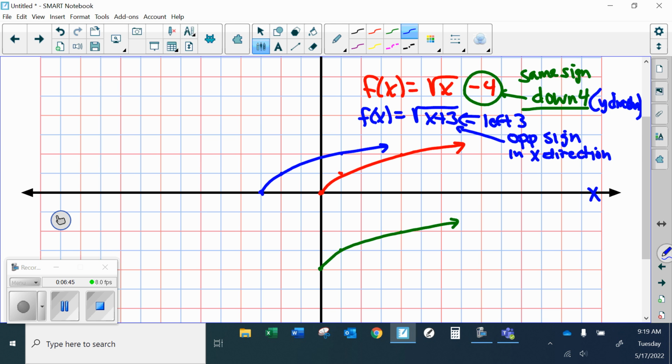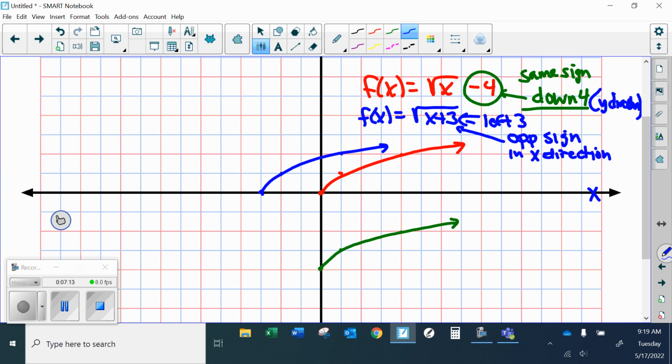Okay, these are called transformations. We're moving it from the parent function, this red one, and we're shifting it or reflecting it. Okay, so if it's inside the radical, you do the opposite operation. Opposite of plus 3 is minus 3. That means left 3. It's connected to the x coordinate, so left and right is x. If it's on the outside, so it's the -4, it's down 4. If it said plus 4, it'd be up 4.